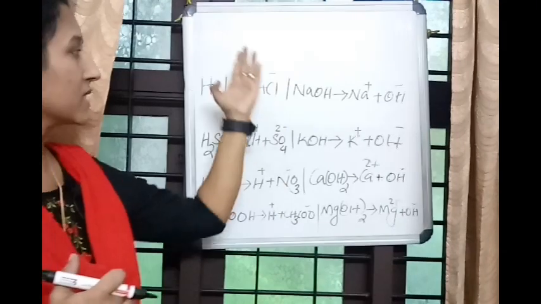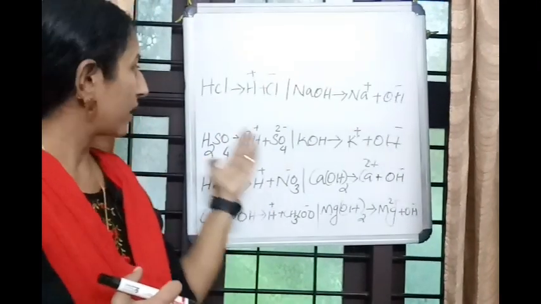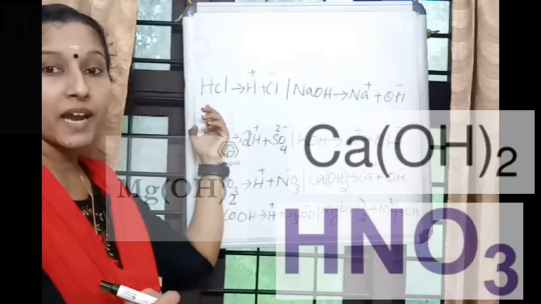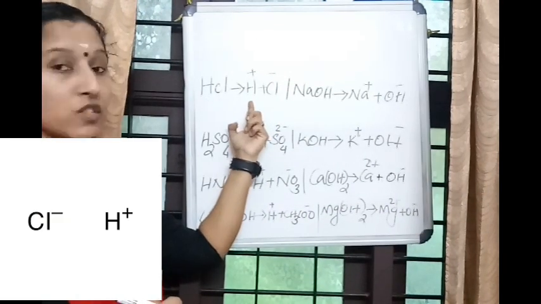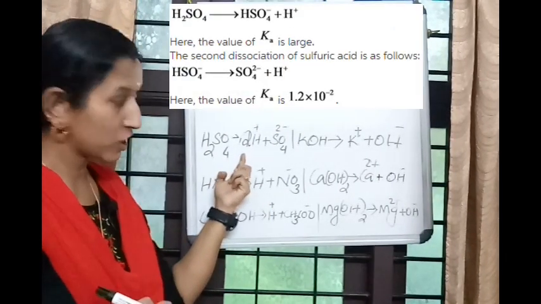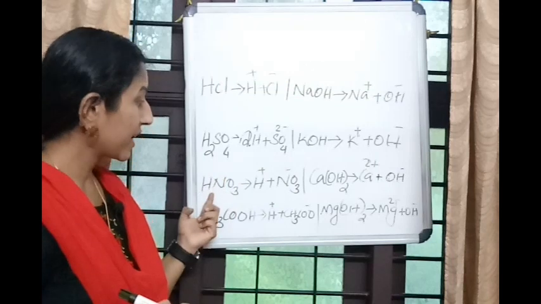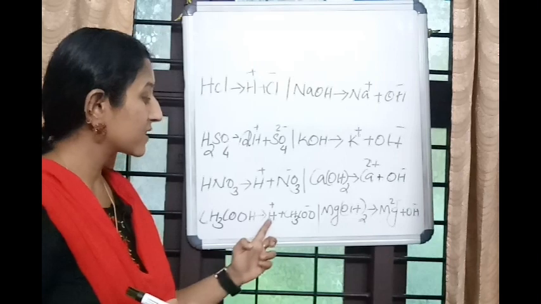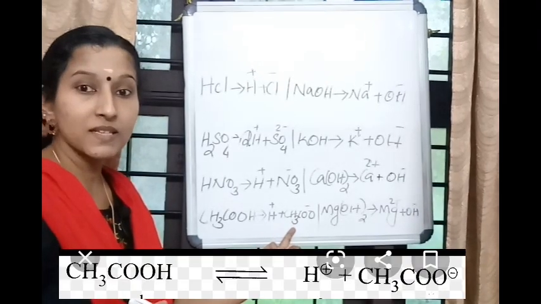examples. You can see some acids and bases on the board like hydrochloric acid, sulfuric acid, nitric acid, acetic acid, sodium hydroxide, potassium hydroxide, calcium hydroxide and magnesium hydroxide. Let's check their ionization. How does hydrochloric acid ionize? Hydrochloric acid ionizes to form H+ and Cl-. Sulfuric acid ionizes to form H+ and SO4 2-. Nitric acid ionizes to form H+ and NO3- ions. Acetic acid ionizes to form H+ and CH3COO- ions.